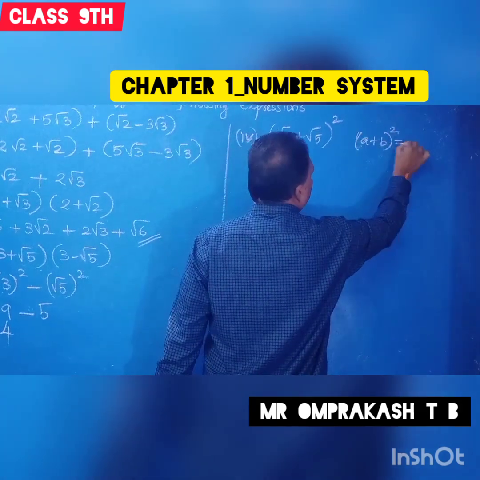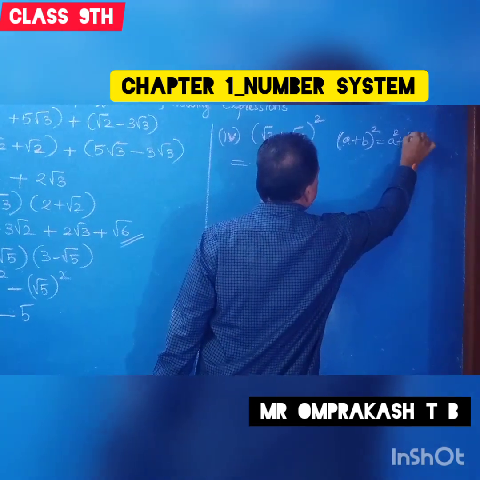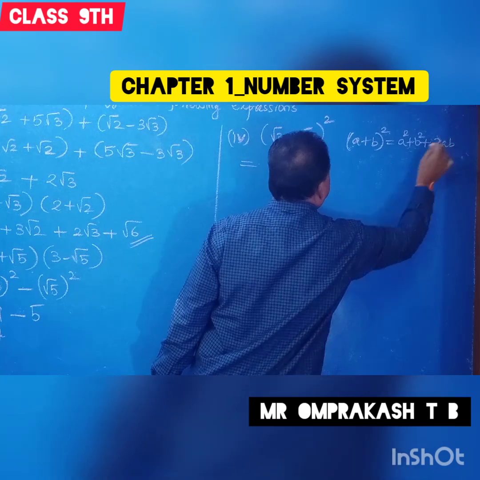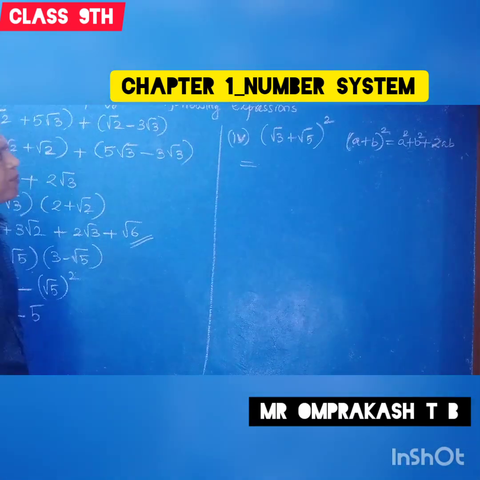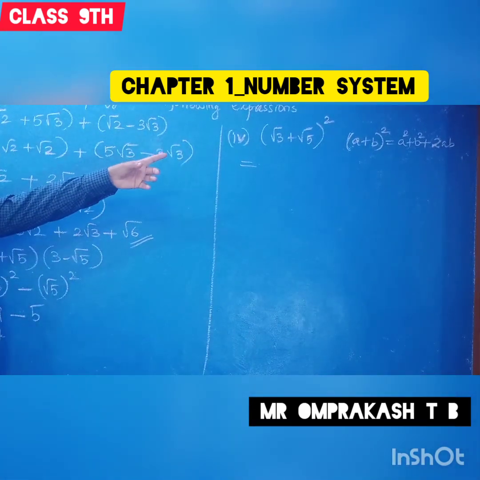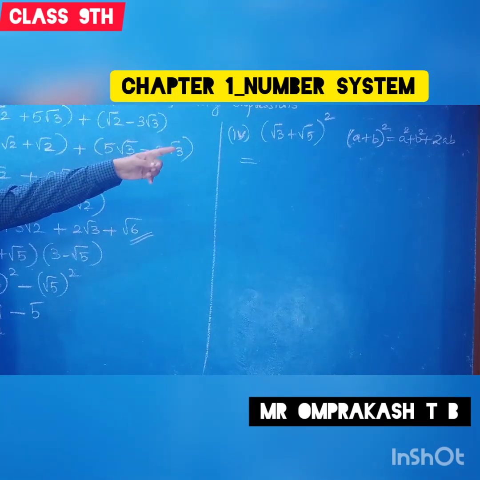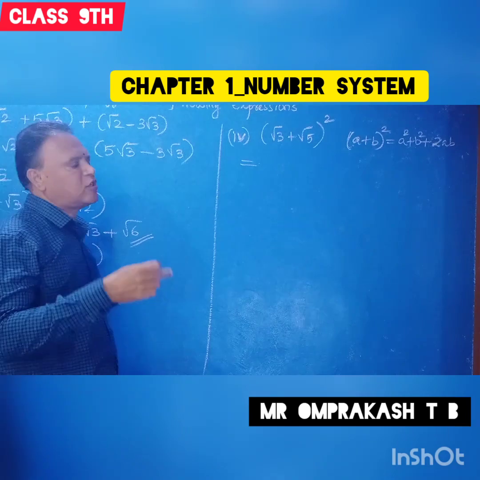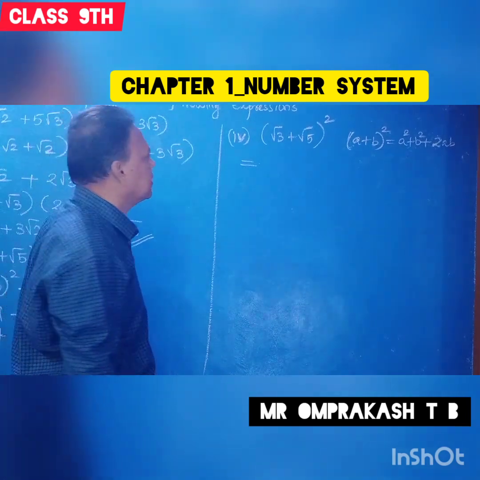Okay, now, earlier also I explained it. Clear? So a square plus b square plus 2ab. For our convenience you write: (a plus b) whole square equals a square plus b square plus 2ab. Or you can write a square plus 2ab plus b square. Anyway you can write.